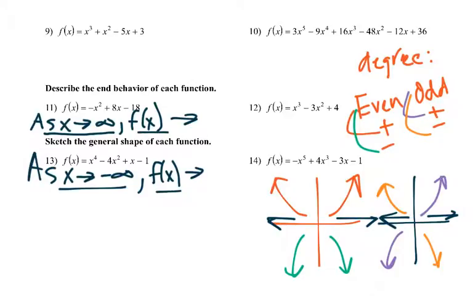So, this one, number 11, positive, even power, negative. So even negative, they both go down. So they both go down to negative infinity. Okay?